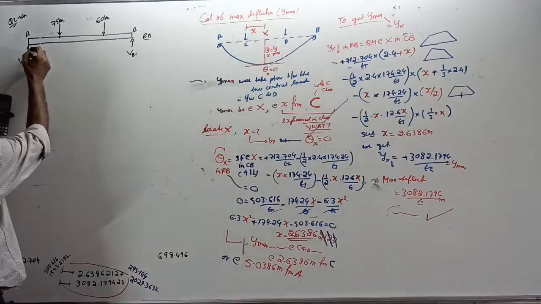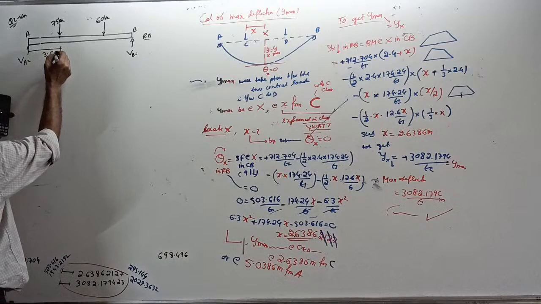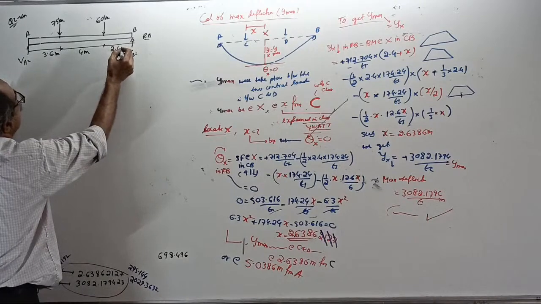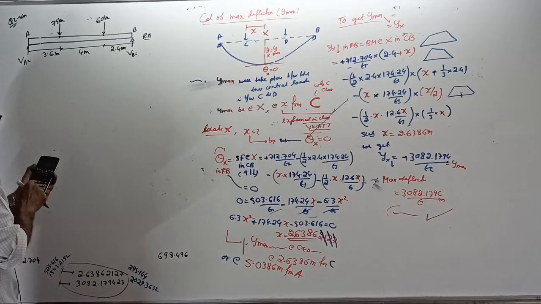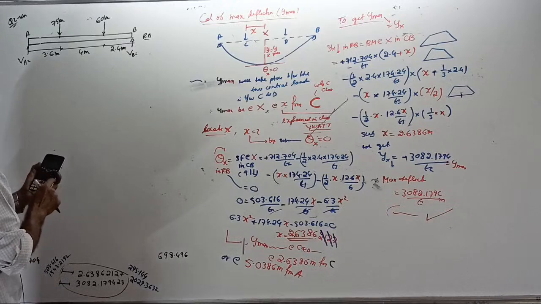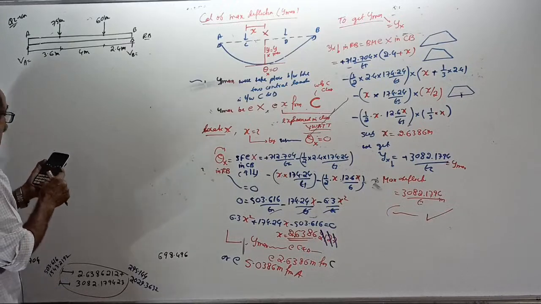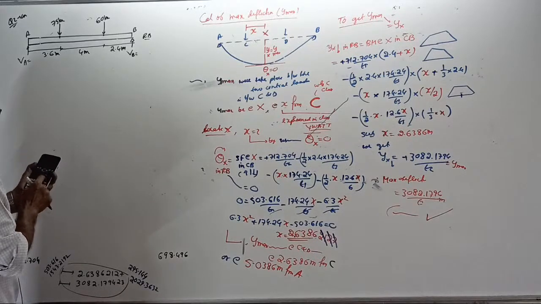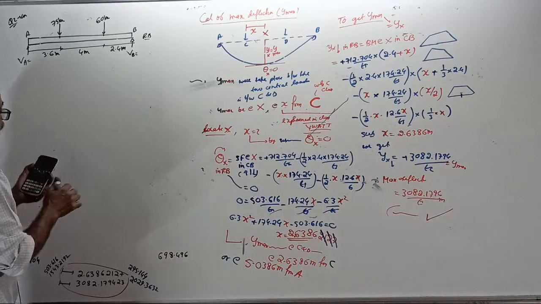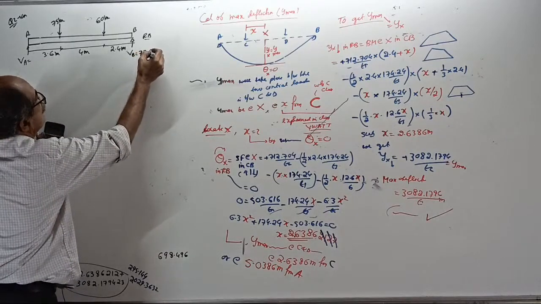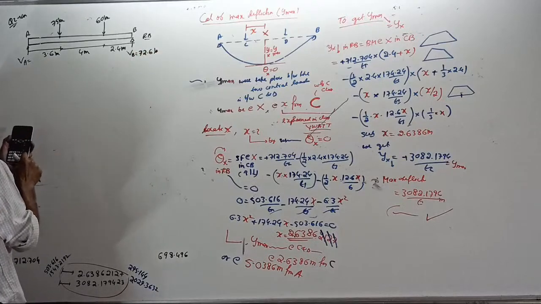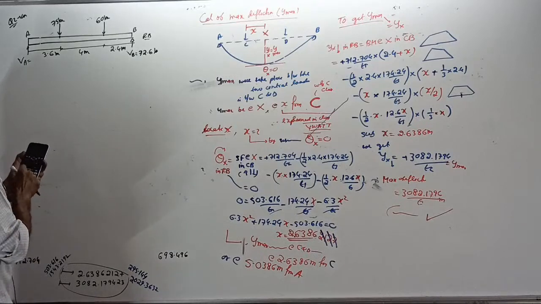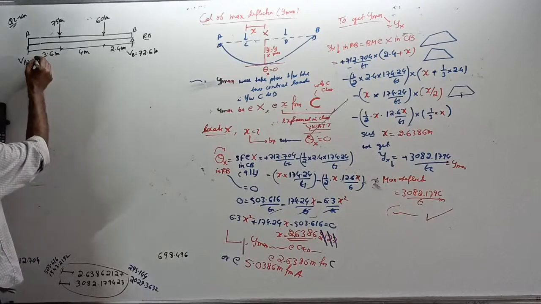Distances are: this is 3.6 meter, this will again become 4 meter, this is 2.4 meter. Reactions: 75 into 3.6 plus 60 into 7.6 divided by 10. Your calculator is not on. 75 into 3.6 plus 60 into 7.6 gives 72.6 is VB, 72.6 kilonewton. Your VA will be 72.6 minus 75 minus 60, which is 62.4 is VA.